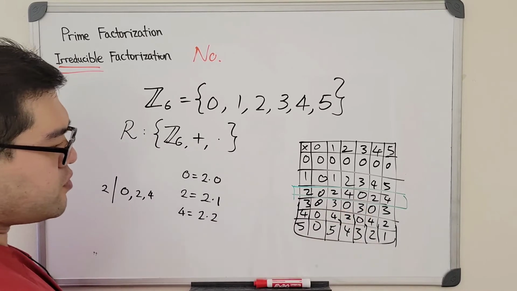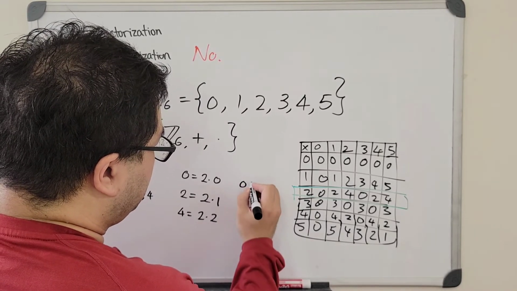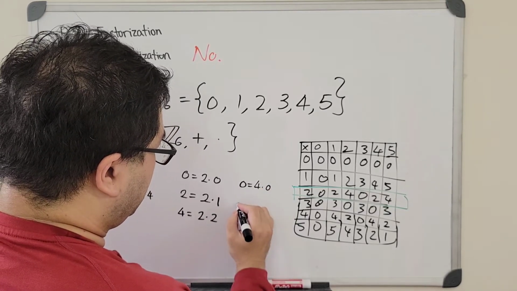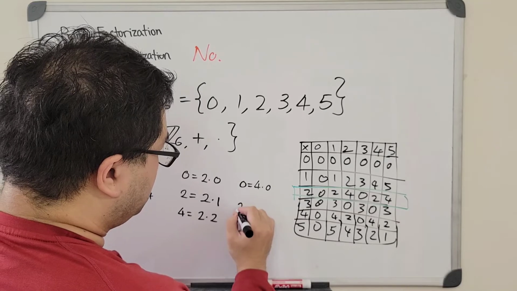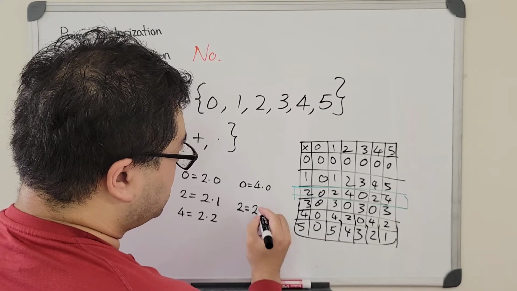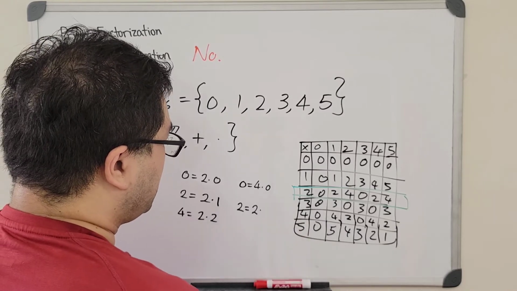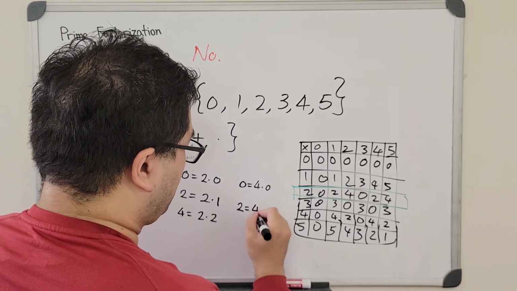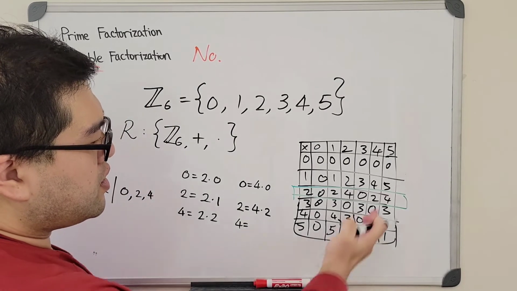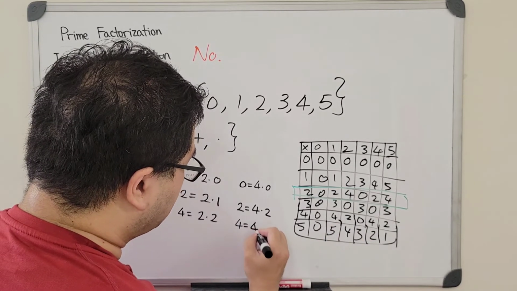But again, we can also get something like 0 written as 4 times 0. 2 can also be written as, let's see, 2 times 1, we have already used it, so 4 times 2. And then 4 we can rewrite as, let's see, we can pick any. 4 times 1, this is the only thing that we use, or maybe 4 times 4.